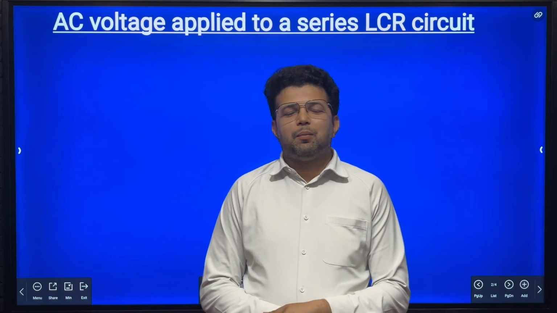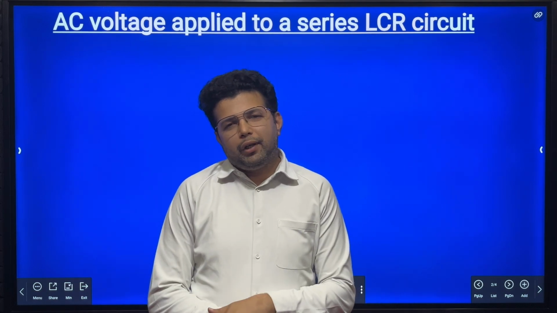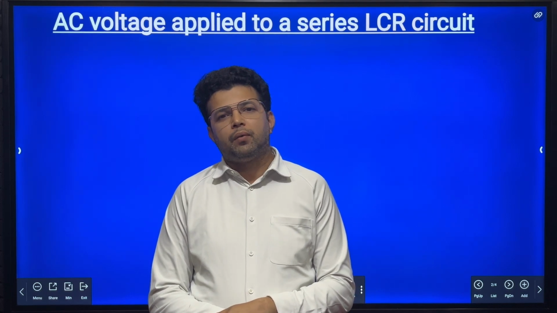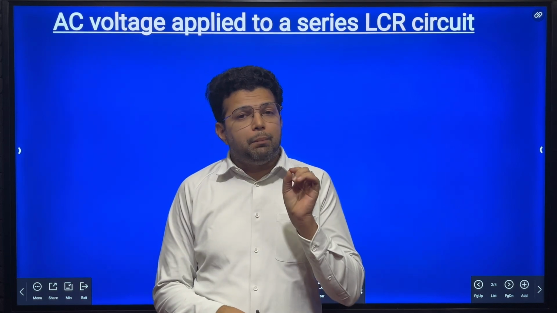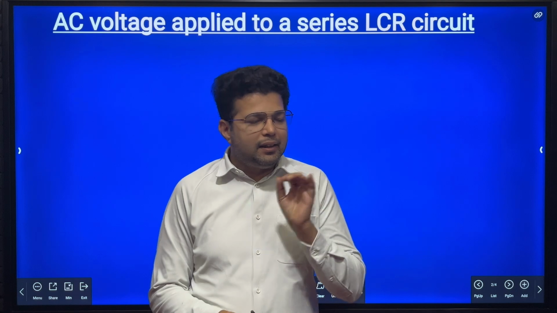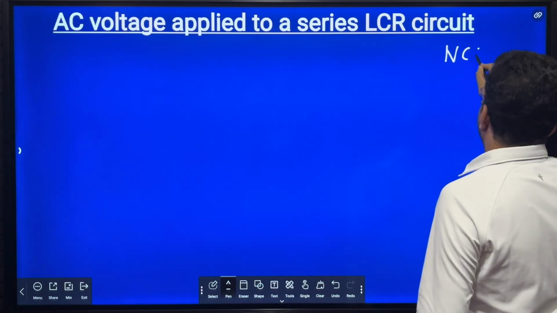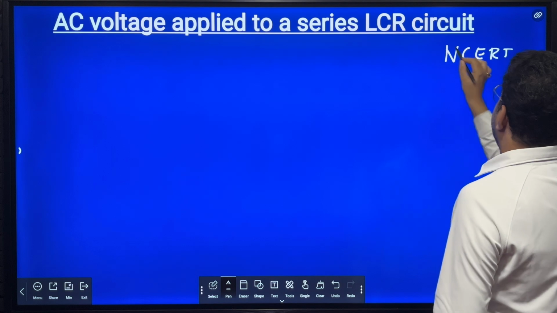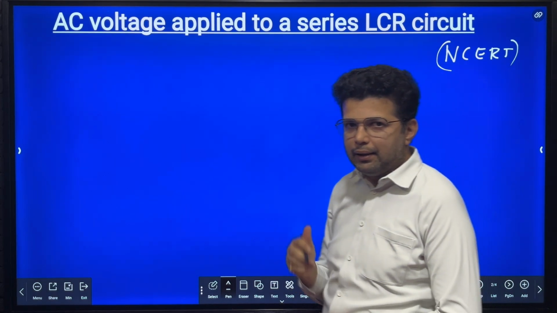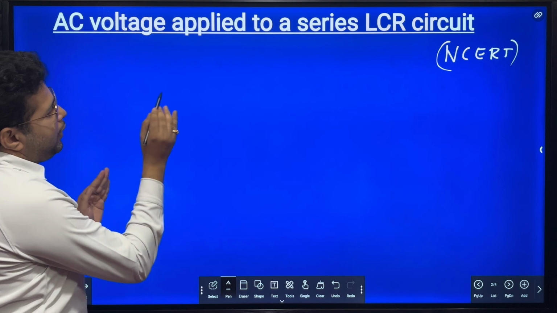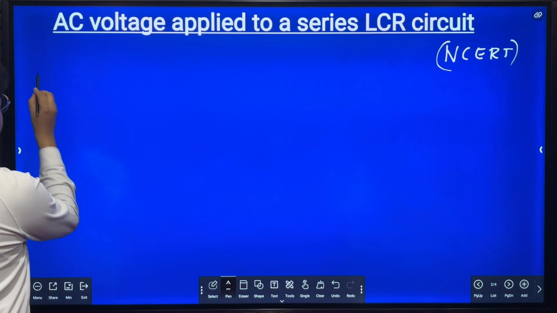Hello my dear students. In this video we are going to derive a very important derivation in class 12 physics, that is alternating voltage applied to a series LCR circuit, and we are doing this derivation exactly according to NCERT so that you will not lose any marks in the examination. Okay, AC voltage applied to a series LCR circuit.